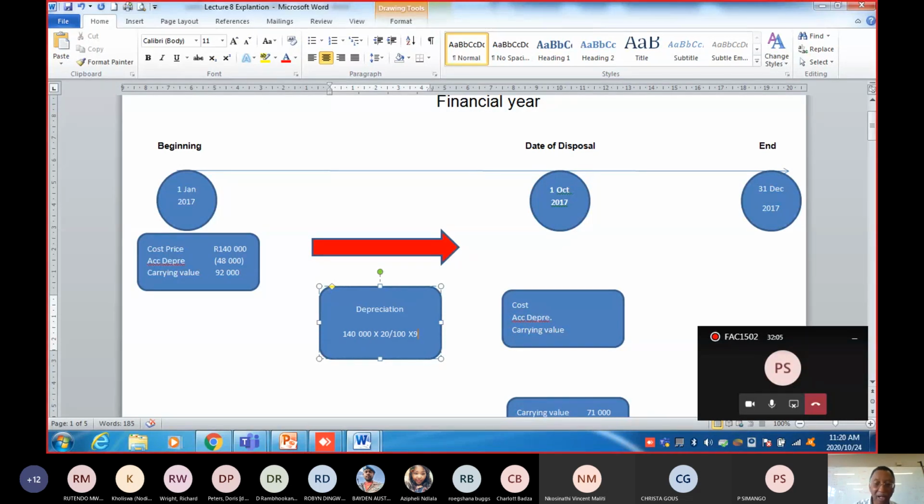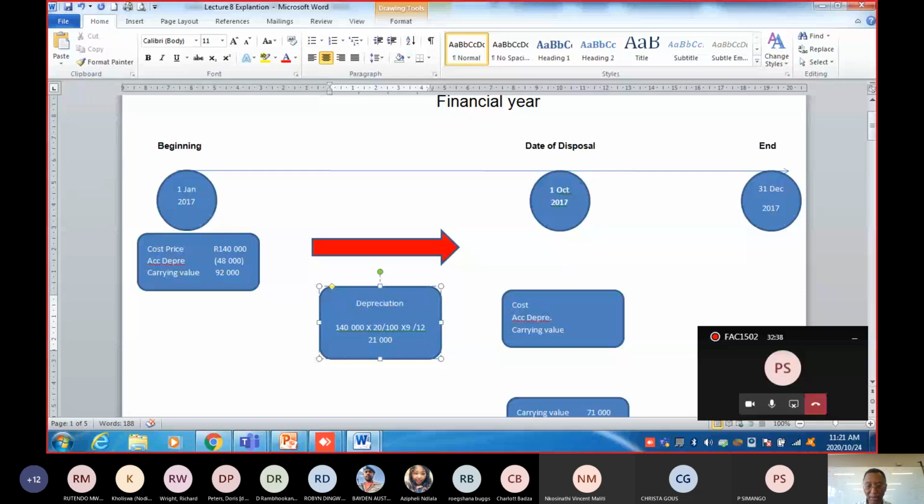So in that period, from the start of the financial year up until the date of the asset realization, from the 1st of January to the 1st of October, there will be additional depreciation. And your additional depreciation will amount to 21,000 Rand.